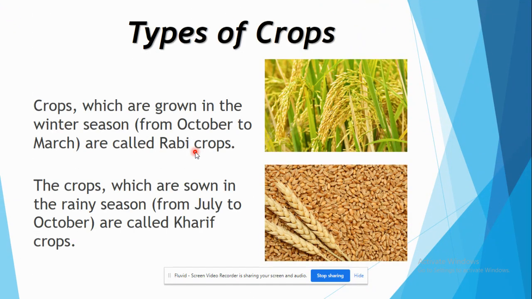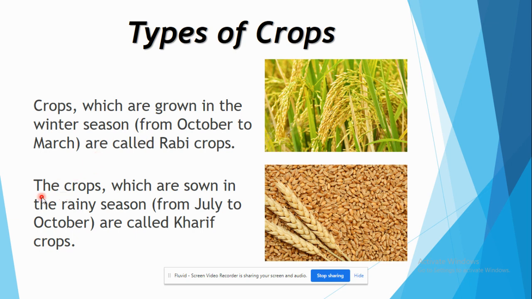Types of crops. There are two major types of crops. The first one is the rabi crop and the second one is the kharif crop. The crops which are grown in the winter season, from October to March, are called rabi crops. Examples of rabi crops are wheat, gram, pea, mustard, and linseed.